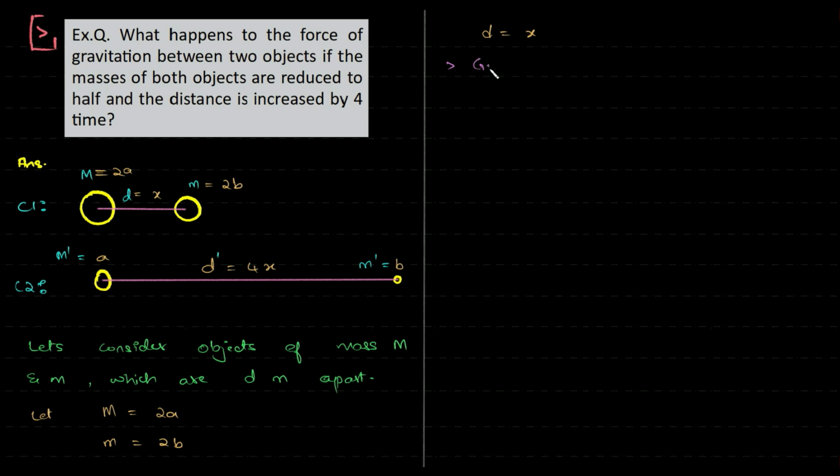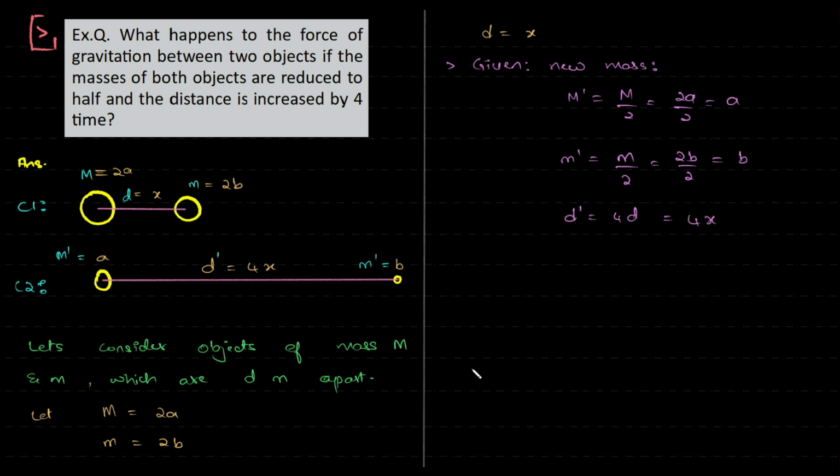Then it's given that the new mass, M dash, is equal to a, because it's half of the initial value, so 2a by 2, which is a, while small m dash will be equal to small m by 2, that is 2b by 2, which is equal to b, and we have d dash, which is 4 times of d, so which is 4x. Right guys, so I hope everyone was able to do till here.